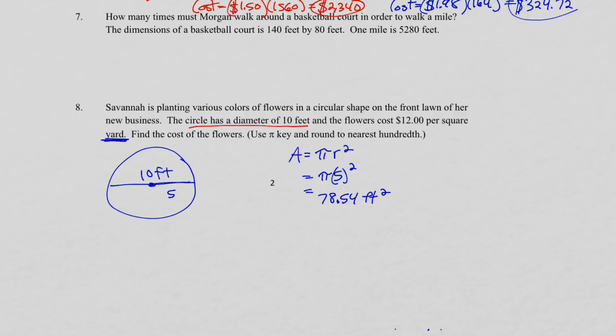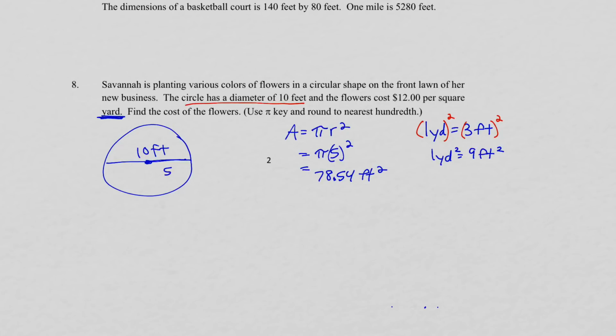Well, we can't multiply this by 12 because it's not $12 per yard. So what we do know is that 1 yard equals 3 feet. So in talking about square yards and square feet, you just have to square both sides, and that's going to give us 1 yard squared equals 9 feet squared. So that's the conversion for square yards and square feet. All right, so first we got to see how many square yards there are here. We got to divide this by 9.